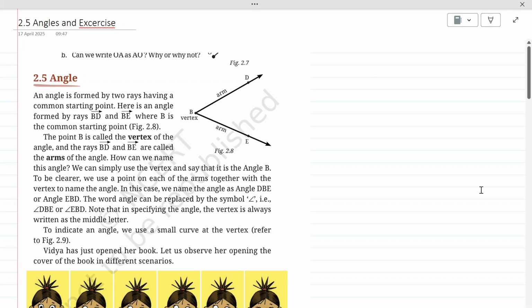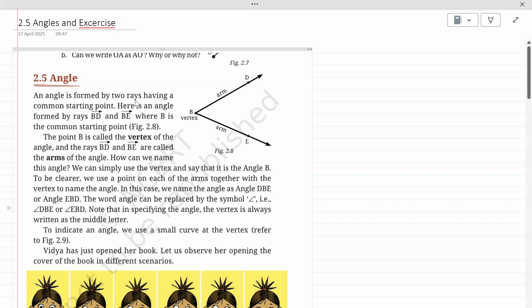Hello kids. In the last class we did the first exercise of this chapter, lines and angles, and I hope that you have practiced the exercise at your home. Okay? So till now we have read about the point, line segment and rays, and in today's class we are going to learn about the angle. Okay? So let's start with it.